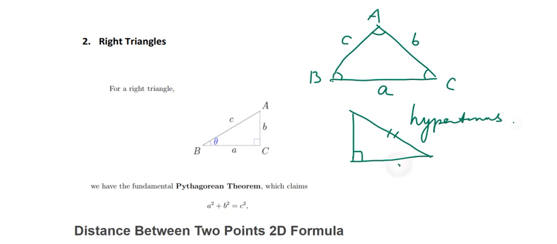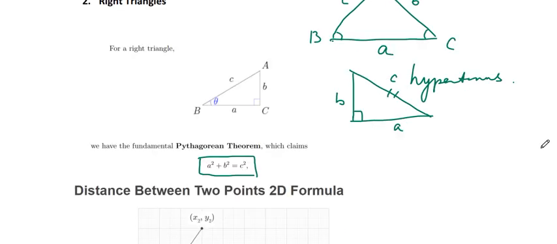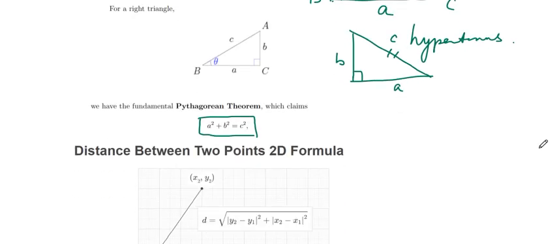Okay, so if this side is A, this side is B, this side is C, then we have this very important result. We say A squared plus B squared equals C squared. So for a right triangle, the longest side, the hypotenuse, squared equals A squared plus B squared. Okay, so this is important.